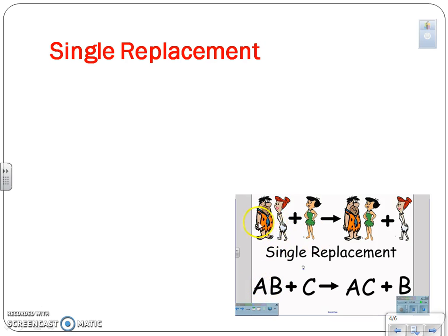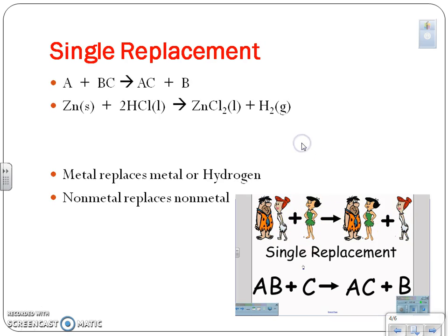A cartoon example would be Fred and Wilma plus Betty. Betty's by herself. And then Betty's going to get with Fred, and Wilma's going to get kicked off of the compound. So a single gets into the compound. Here's some chemistry examples where you have A plus BC, and A is taking B's spot. So it's AC plus B. Or Zn plus HCl. Remember, these are both positive ions, so they cannot be together on the product side. Zn takes the place of H, and it gets with Cl.